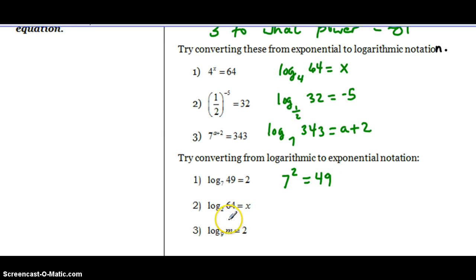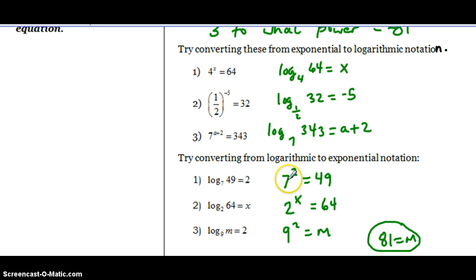For our second one, again, we're going to lose the log and write the base of 2. And then the x is the power, and then equal to 64. Our third one, I want you to try on your own and bring it back. Okay, so you should see that 9 to the second power is equal to m, and you can start to see how you can solve for different variables. So 9 squared would be 81, and we solve for m. This question only asks to convert, so for this one you could stop right here.